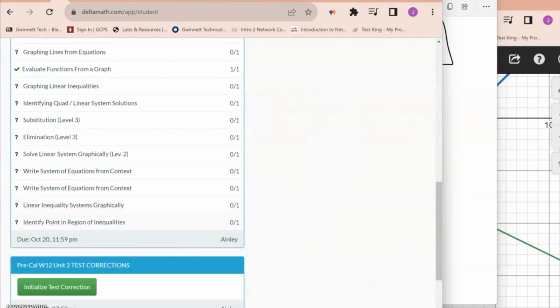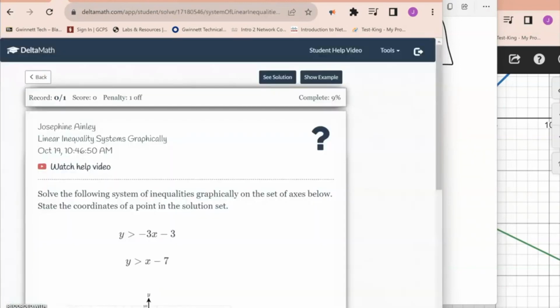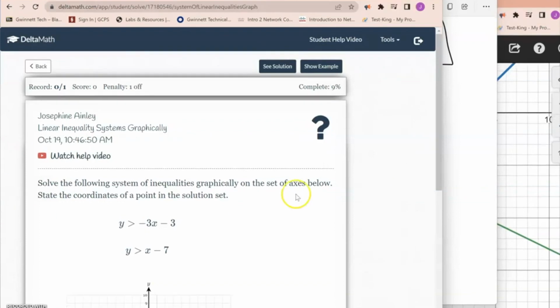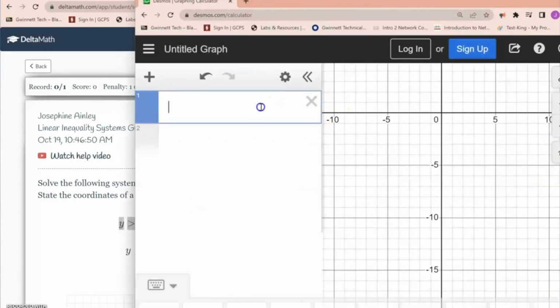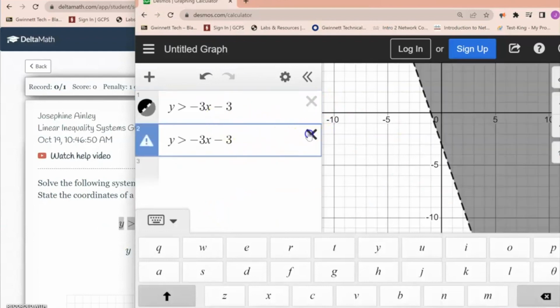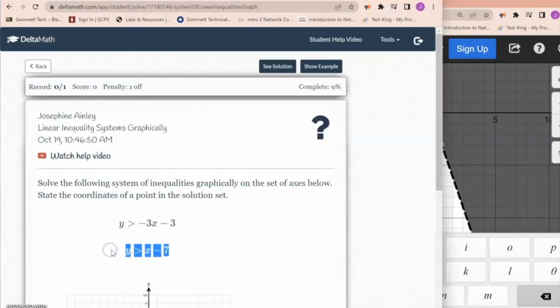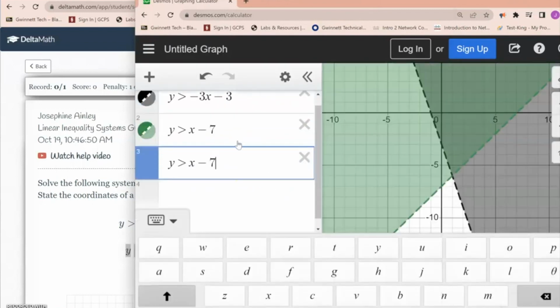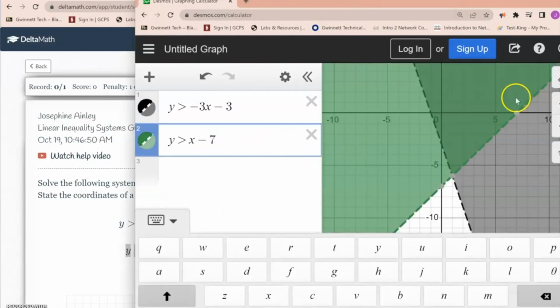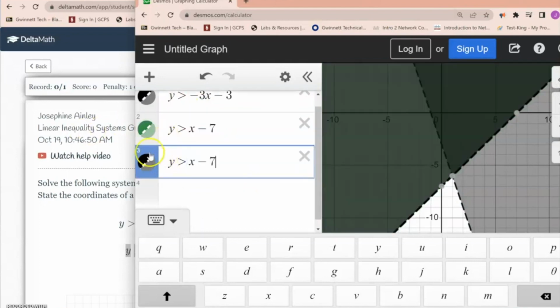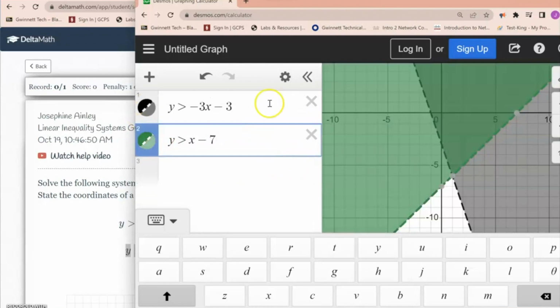All right, so linear systems graphically. Again, copy and paste it into the Desmos calculator. So Control C, Control V. It's pasted it twice, so just cross out one. Again, if you get the same color, just remember to copy it again. See? Just make sure the colors are different. It's very important for the colors to be different on this one because you need the shading.